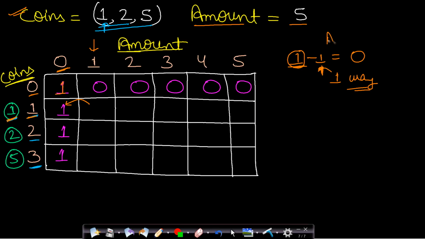Then the amount to be found will still be the same, which is 1, but then you will have to exclude all the instances of this current coin. So if you exclude all the instances, then you will have to move up. Okay, so you are removing all the instances of this one.